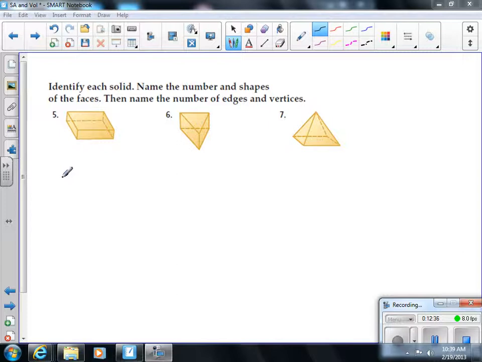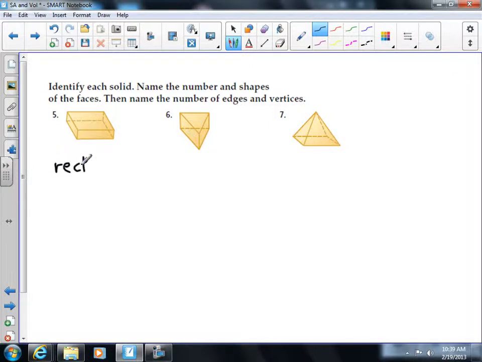Okay, now let's name each solid, and then we're going to identify how many faces and edges and vertices it has. Okay, this is a rectangular prism. Okay, how many faces? Looks like 6. How many edges? Looks like 12 edges. And how many vertices? Looks like 8.